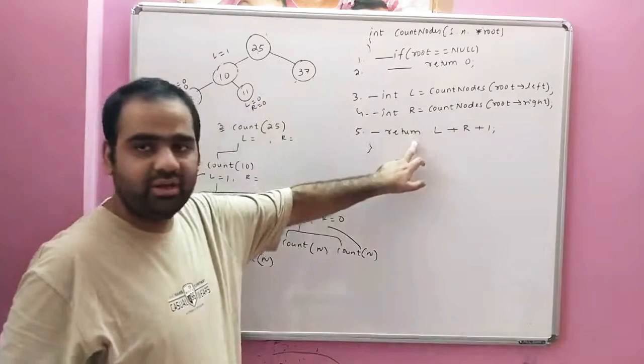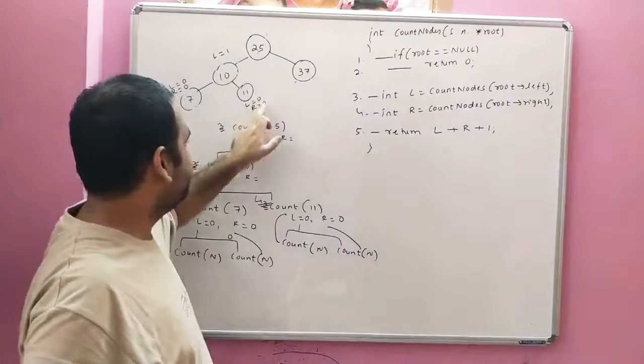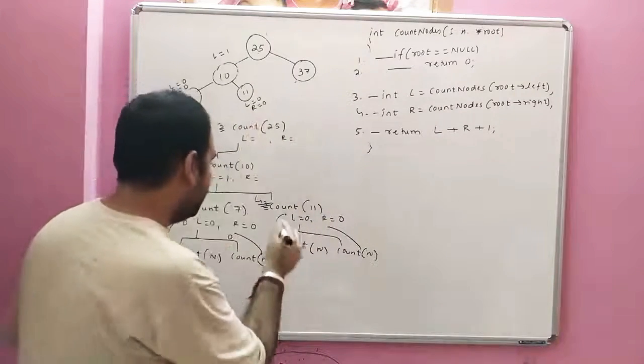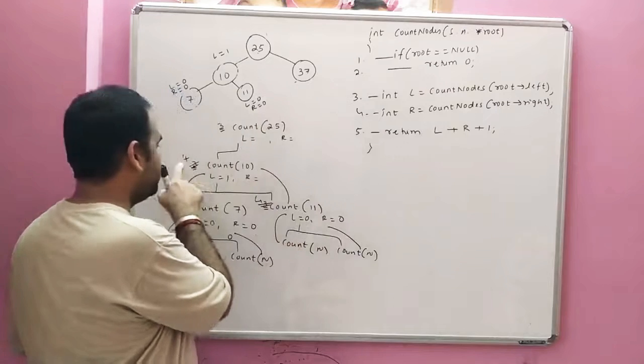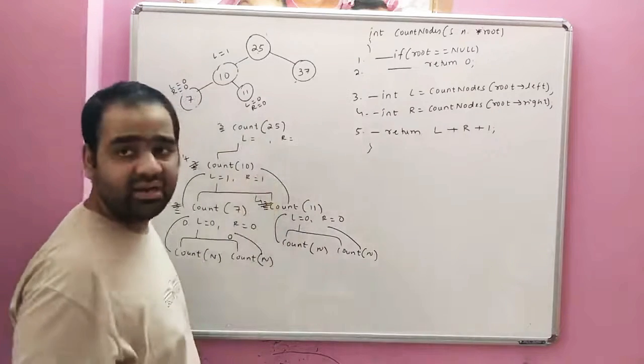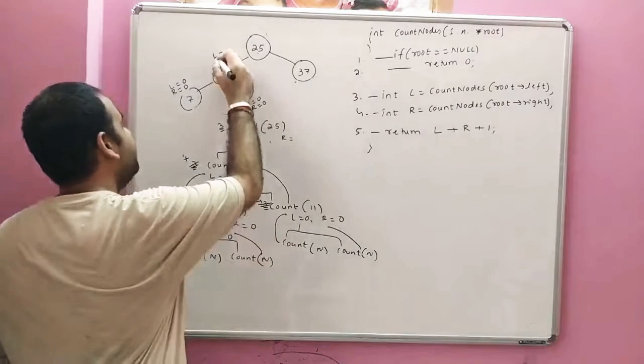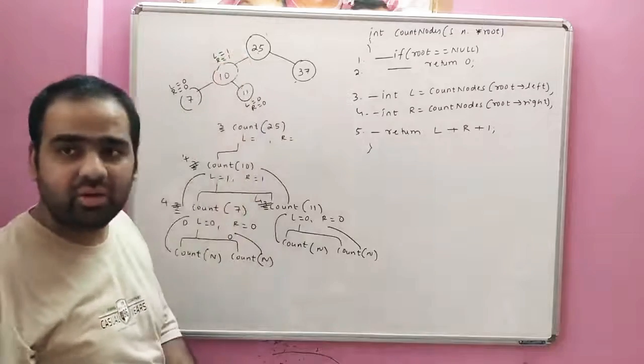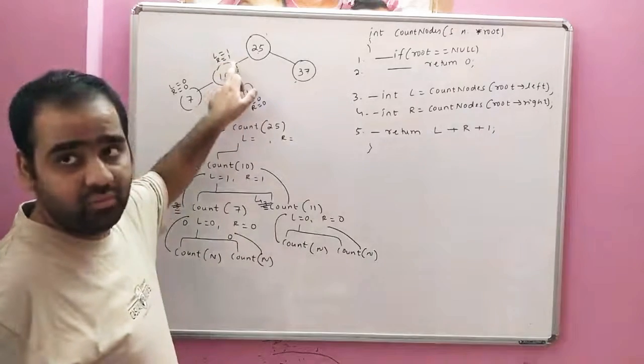Execute line number 5. Return L plus R plus 1. 0 plus 0 is 0. 0 plus 1 is 1. It returns 1. Where does it return 1? To line number 4, and it says R equal to 1. That means the number of nodes with respect to 10 on RHS are 1.